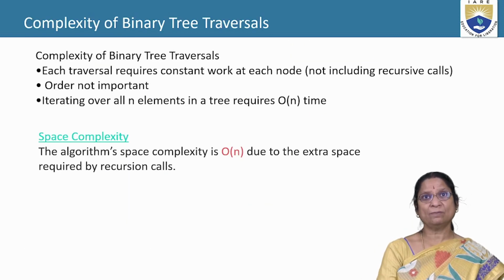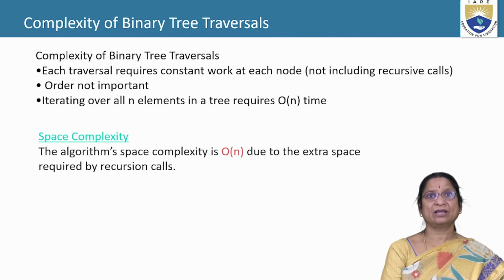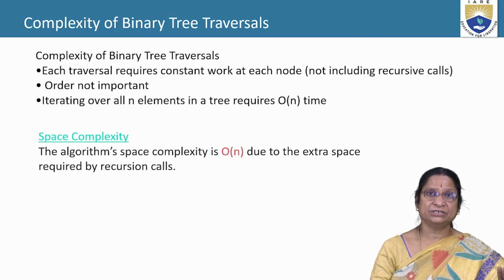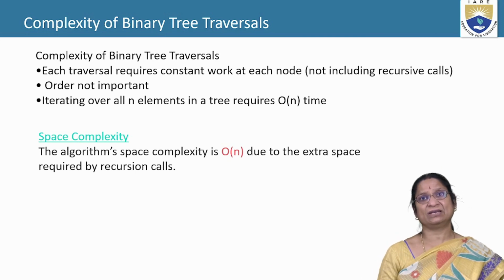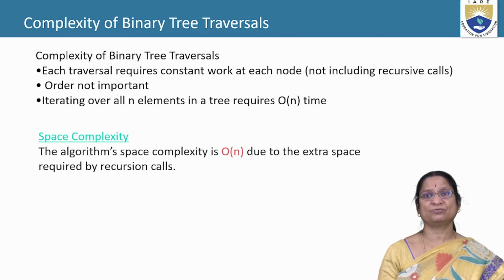What is the complexity of binary tree traversal, whether recursive or non-recursive? In both cases, the complexity will be almost the same. Each traversal requires constant work at each node, not including the recursive calls. The order is not important; we iterate over all n elements of the tree. In which order we iterate is not a considerable issue in traversal. We have to access each element, that's all. That's why in all three orders we get the same complexity. Each element is accessed once, so order of n is considered the time complexity.